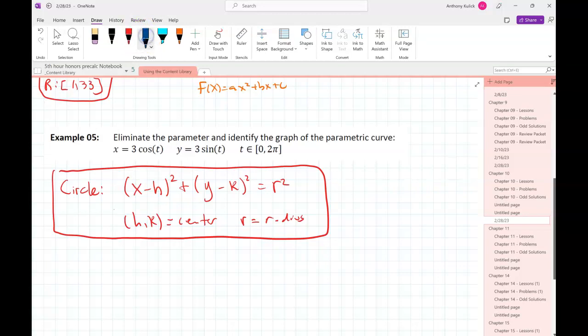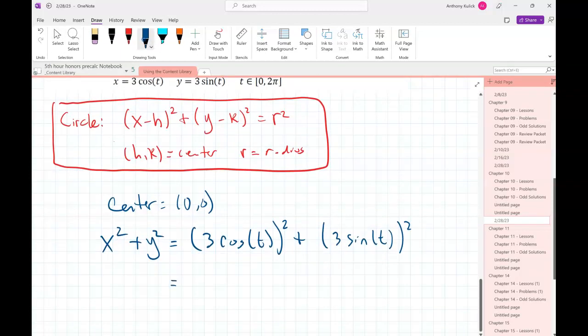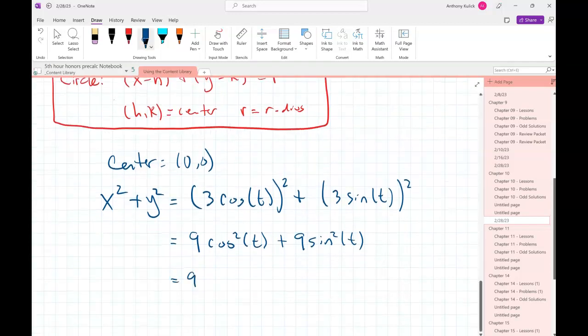So if I have then x squared plus y squared, that's 3 cosine t squared plus 3 sine t squared. And if I square that, that's 9 cosine squared t plus 9 sine squared t. And I factor the 9 out, because that's in common to both of them.